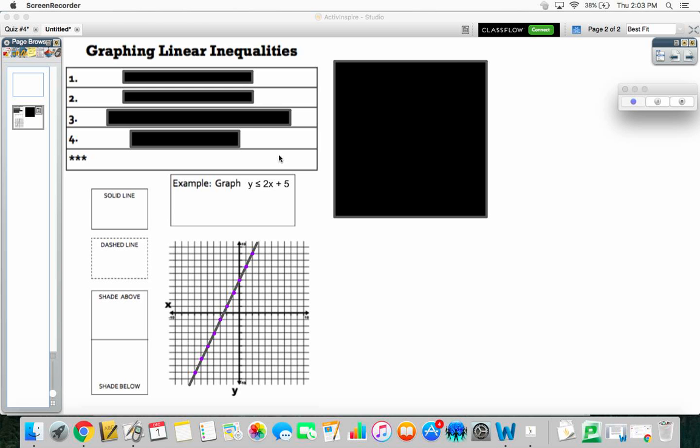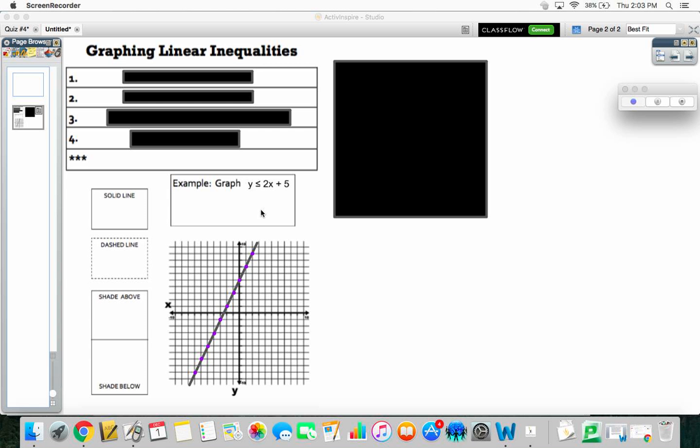Today we're going to be working on graphing inequalities. The very first thing is you need to look at your equation. Notice our equation has a less than or equal to sign. This occurs whenever you have a solid line. You want to include these points on the line in your graph.